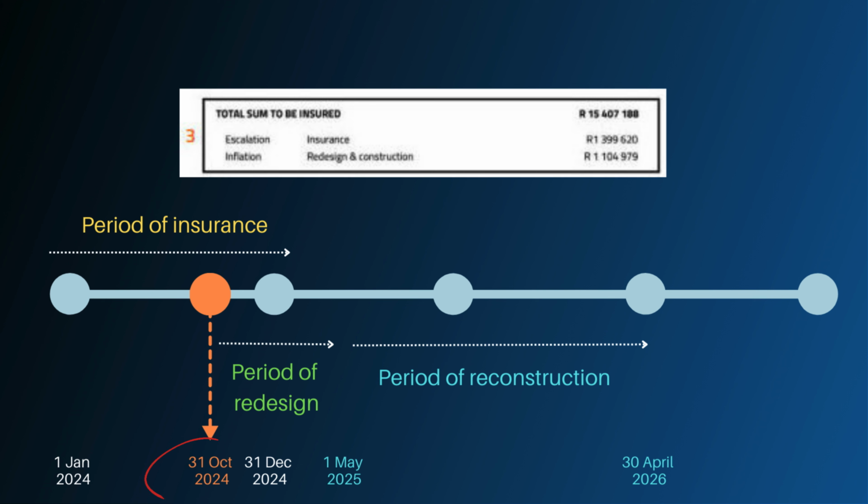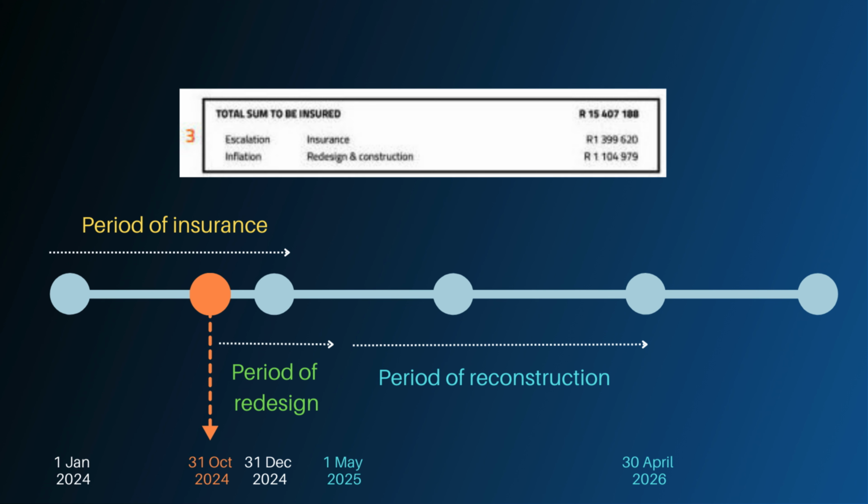So 10/12 of, call it your escalation during the year of insurance. So your period of insurance inflation that you've accounted for, let's say it was 10%, would be 10/12 of 10% that you would now be accounting for or be insured for.